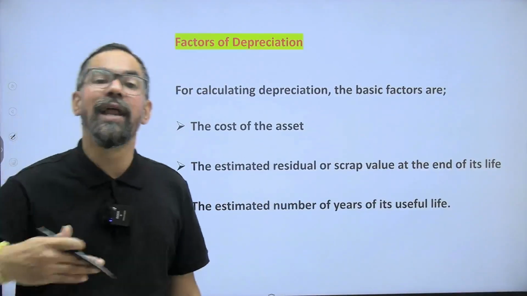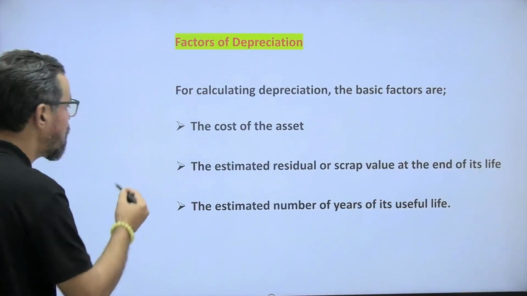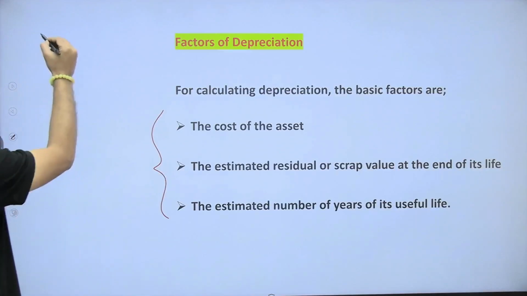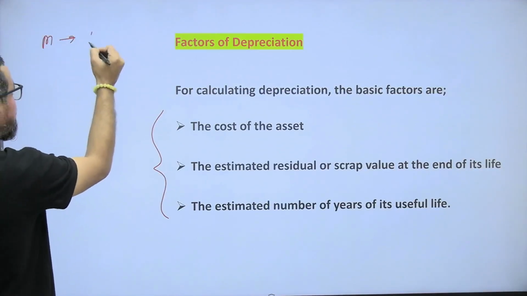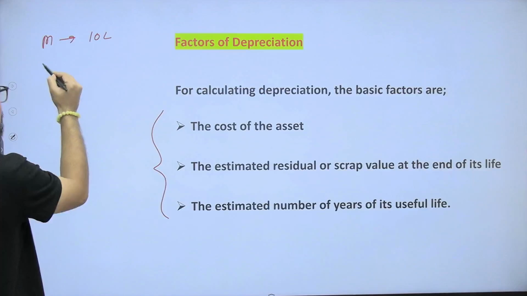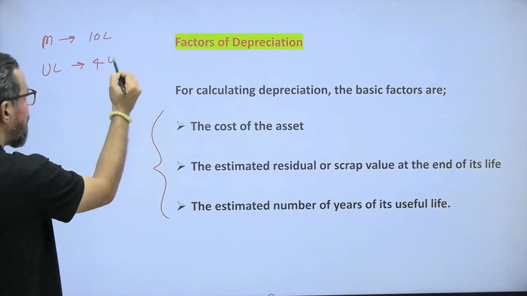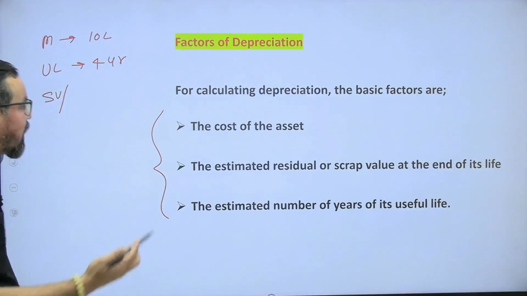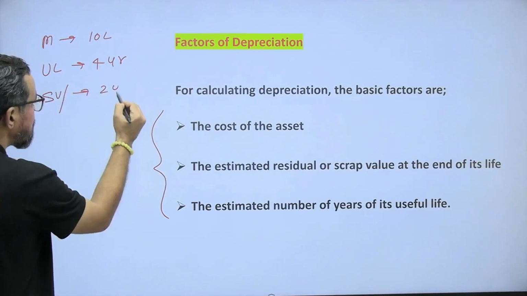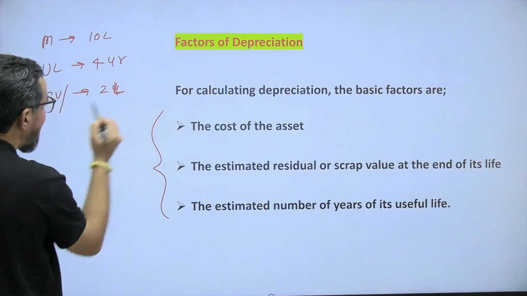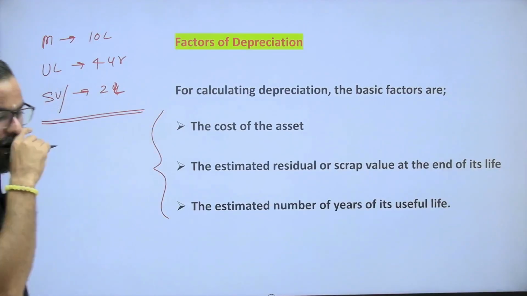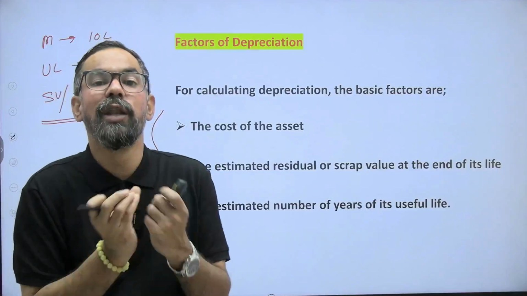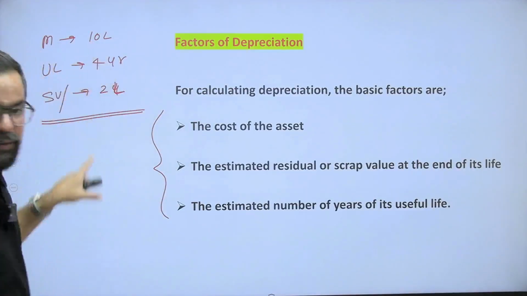Now, while you calculate the depreciation, you will be requiring these three factors. Let's say we purchase a machinery worth rupees 10 lakh. The useful life of this particular machine is supposed to be 4 years, and the salvage value, which is also known as scrap value, is supposed to be 2 lakhs. Scrap value is something that, at the end of the useful life, when we sell that particular asset, how much value you will get? So you will get 2 lakh in this particular case.